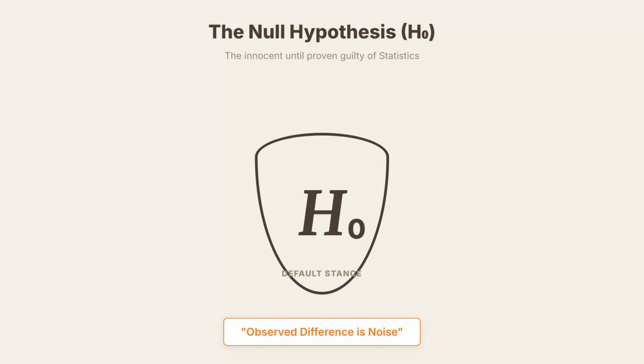In the legal system, a defendant is innocent until proven guilty. In ML engineering, a new model is useless until proven effective. We see simple arrows labeled as claims bouncing off the shield. Without strong evidence, the status box remains firm. Observed difference is noise. We never try to prove the null is true. We assume it is true and see if the data forces us to abandon it.